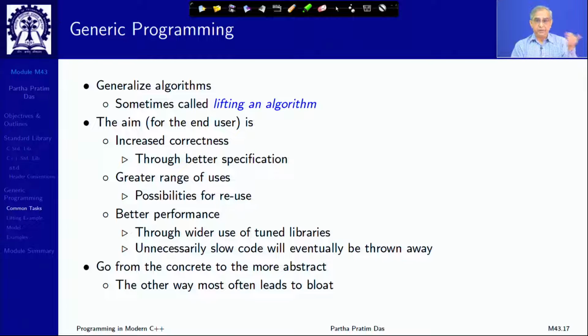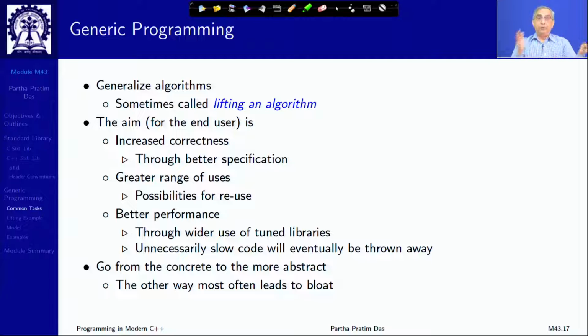There should be greater range of use, that is the basic purpose, and the performance must be wisely usable for tuned libraries, right. So, for doing this, we try to go from concrete algorithms that we write down in terms of C or C++ code to more abstract forms of algorithms. As you come to concrete, things start bloating up. The code for stack for int, code for stack for double bloated up. We made an abstraction, made the element type a type parameter in the template, it became compact.